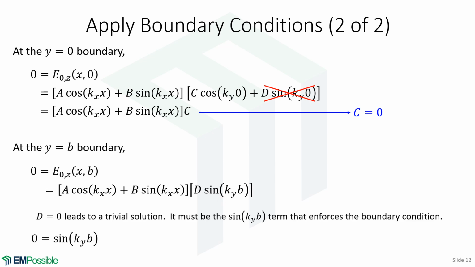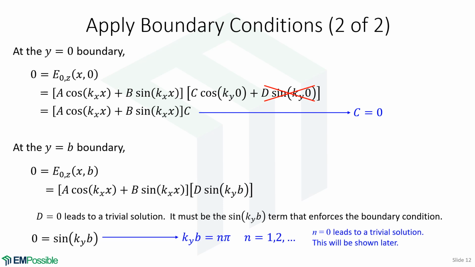So we set that sine term to 0. How do we get a sine function to equal 0? When its argument is an integer multiple of pi. So that's exactly what happens. When kyb is an integer multiple of pi, the sine goes to 0. Now, I'm not using m as I did for our x-axis boundaries. I'm using n because this is a different set of boundary conditions, and we will be retaining m from the x-axis boundaries and now this n from the y-axis boundaries. Looking ahead a little bit, n equals 0 will be a trivial solution and won't be valid for us.